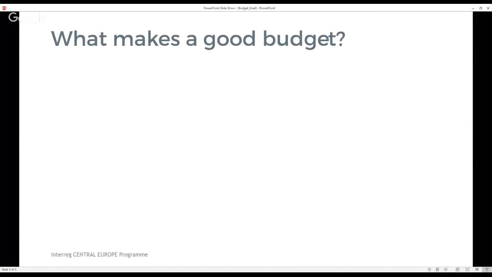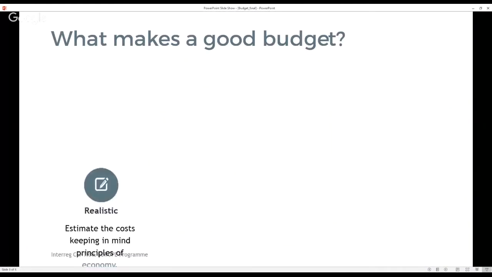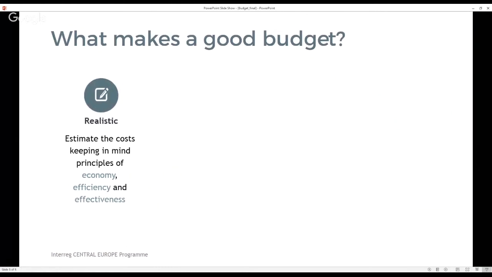Now let's talk about what makes a good project budget. Firstly, it should be realistic. The words sound financial management and adequacy of cost should be considered when planning the cost. So project partners have to estimate the cost, keeping in mind the principles of economy, efficiency, and effectiveness.